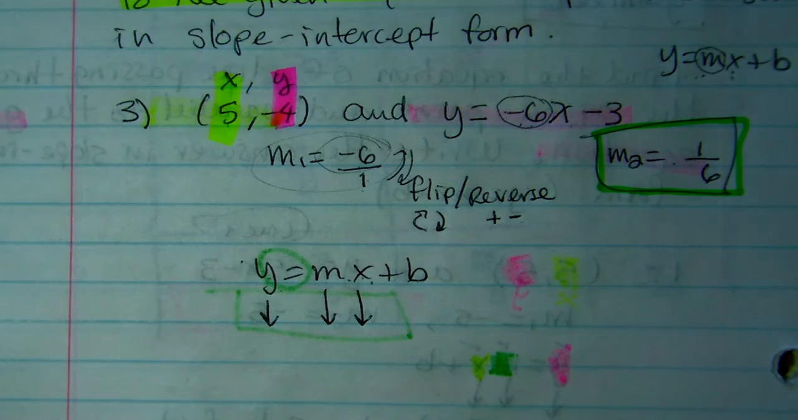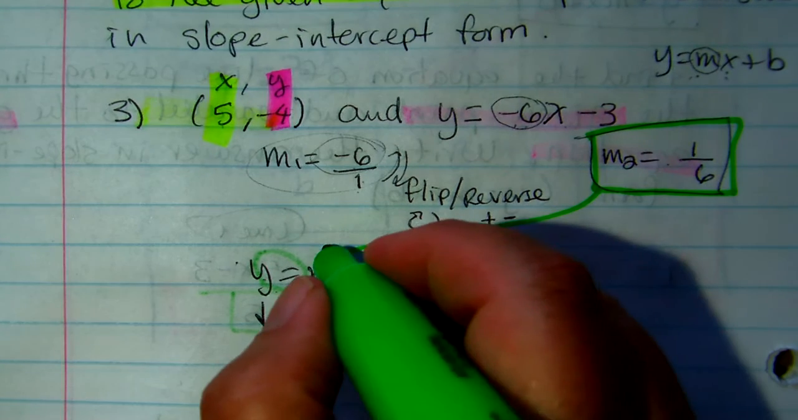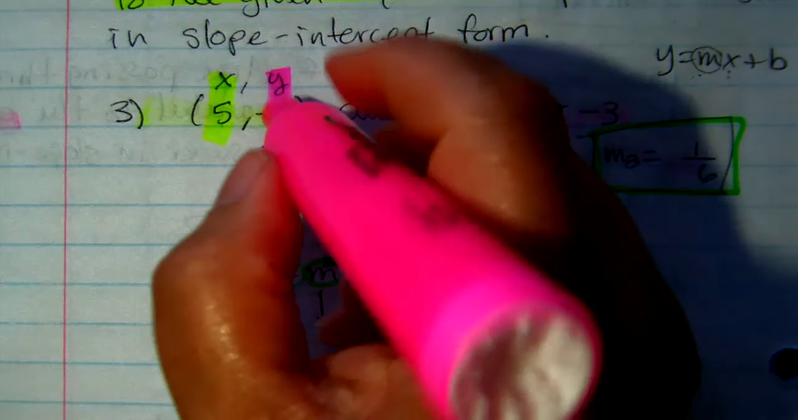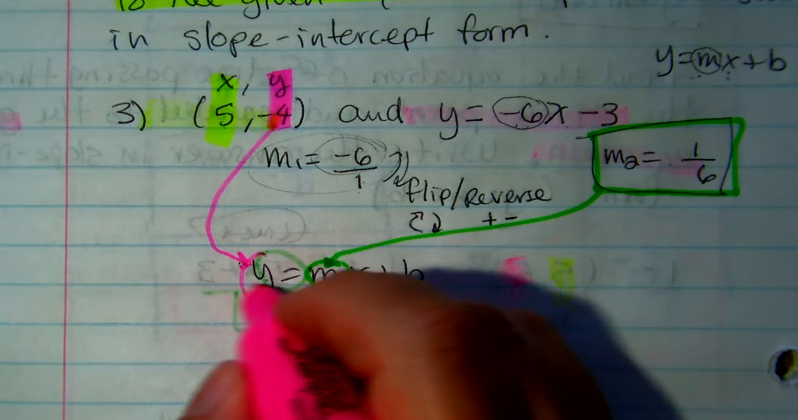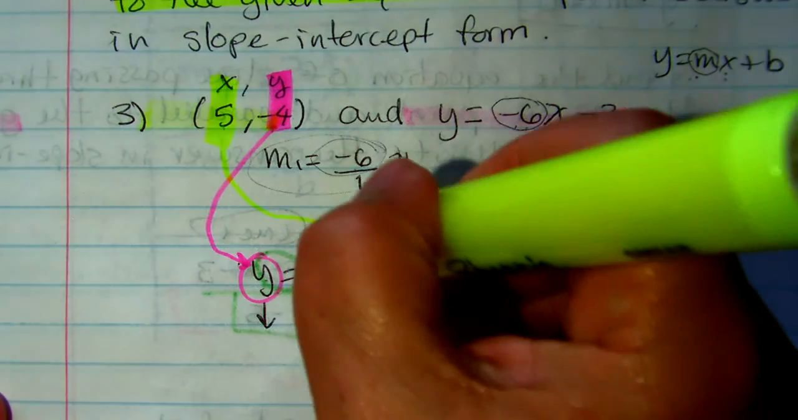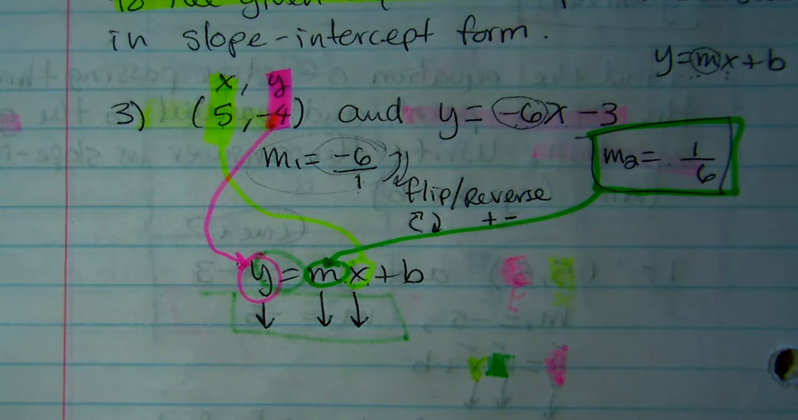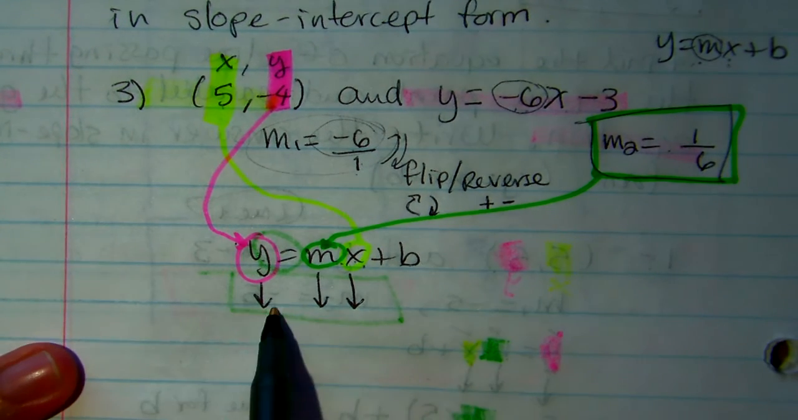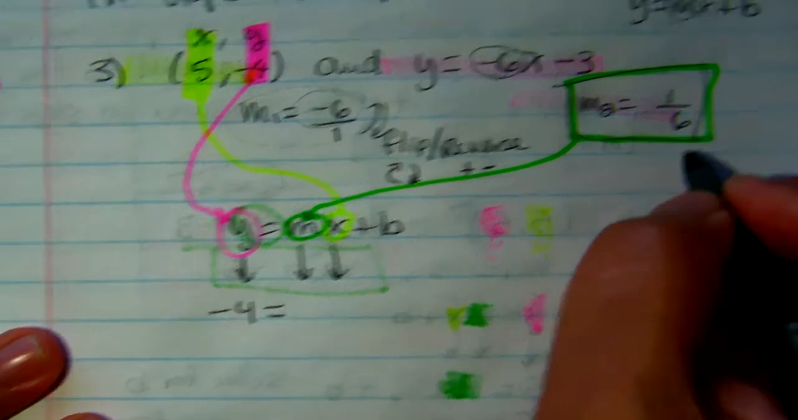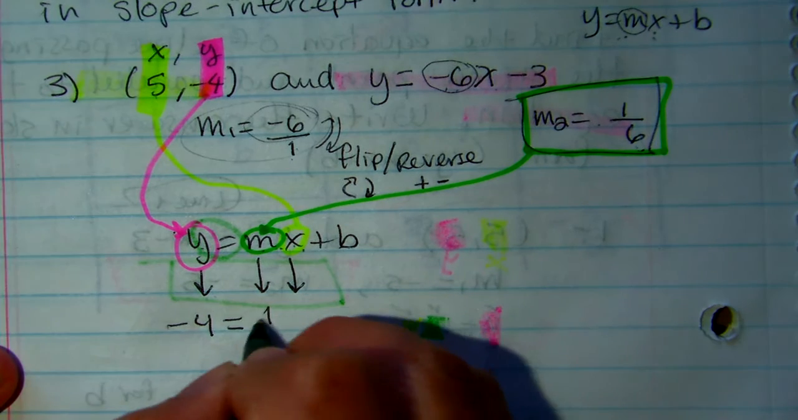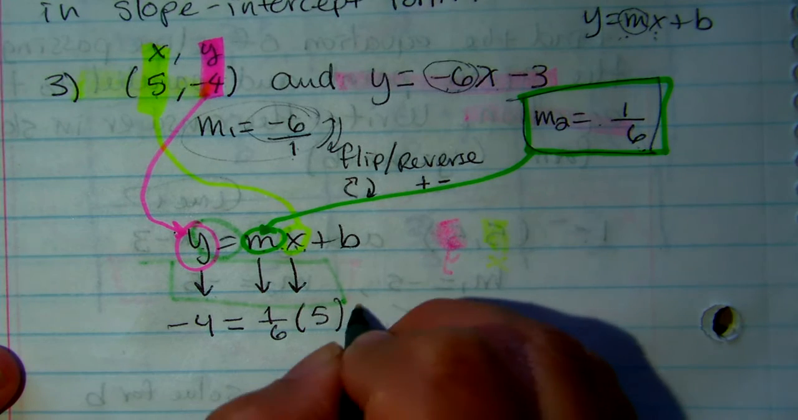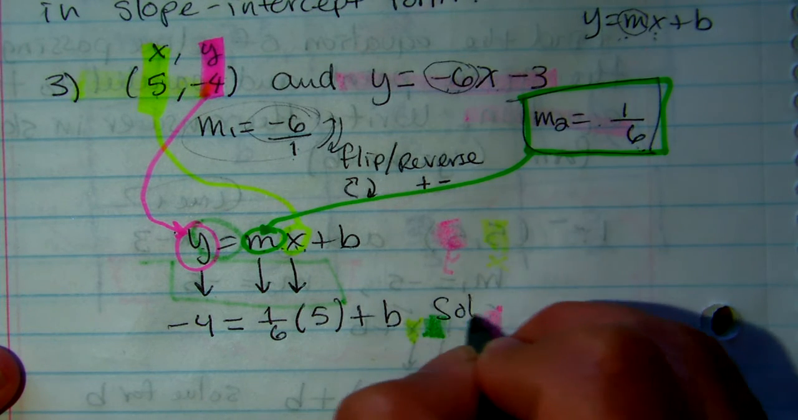In this case, I'm going to use arrows. This one goes here. The y goes here. And the x, of course, goes here. So the y is -4 equals the slope, after we did the flip and reverse, 1/6. The x is 5, plus b. And now we solve for b.